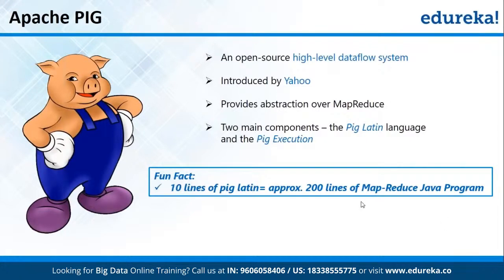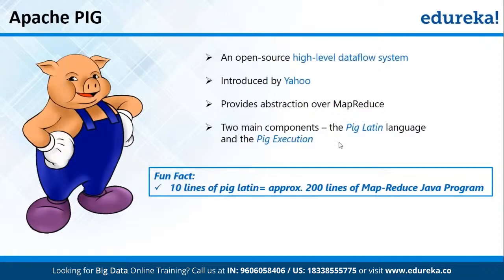So just a fun fact for you guys. Approximately 10 lines of Pig Latin is equal to 200 lines of MapReduce code. So this is the difference. If you have to perform a particular task in MapReduce, you are writing 200 lines, whereas the same task can be done in 10 lines or less than 10 lines. Basically, Pig has got two components. One is the Pig Latin language using which you can write simple queries, and second is the Pig execution engine which converts your Pig queries into Apache MapReduce.